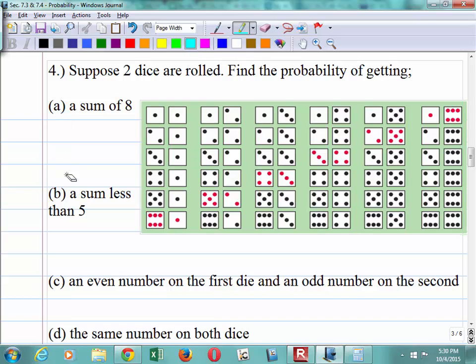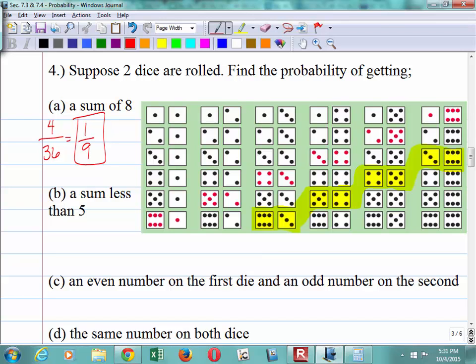So, sum of 8. Here's the ones that have sum of 8. So there's 4 of those. So that would be 4. And the total, there's 6 options for one die, there's 6 options for the other. 6 times 6 is 36. The total is 36, so that's 1 out of 9.